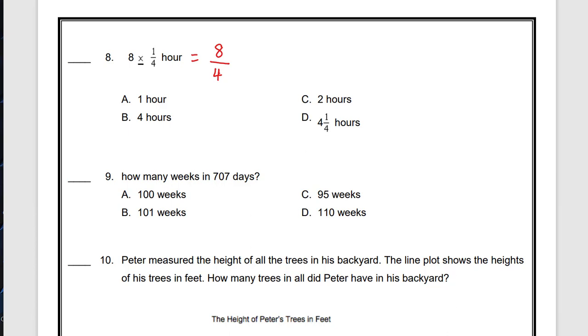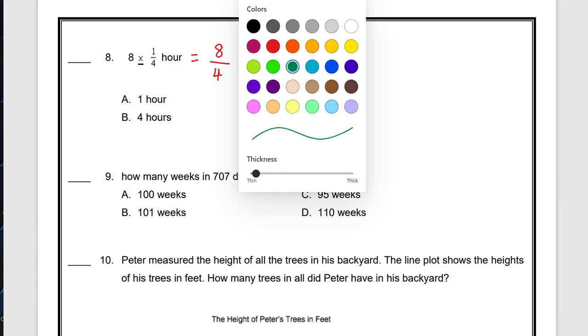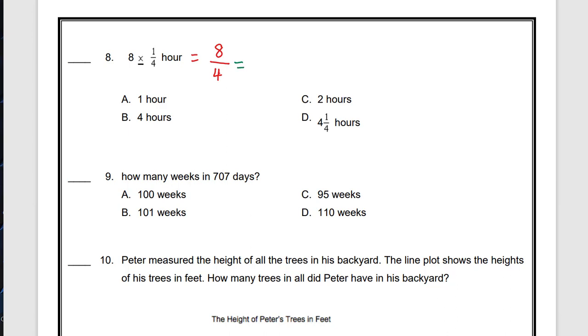And now we will rewrite this because here it's an improper fraction. So we need to divide 8 by 4. 8 divided by 4. Okay, so this is 2. And the correct choice should be 2 hours. Thank you, Jed. Okay, my heroes, any problems?